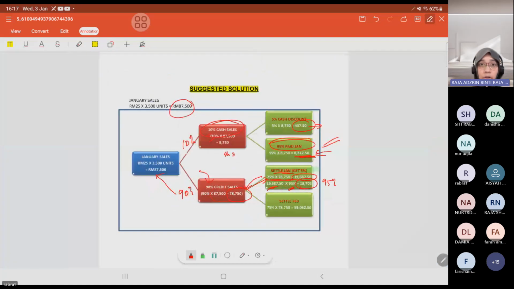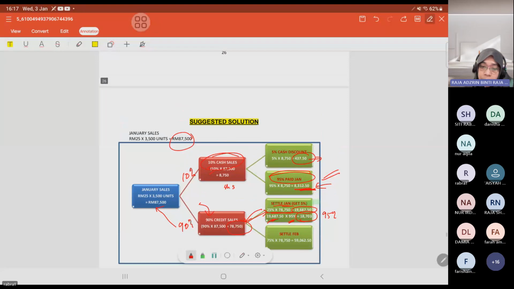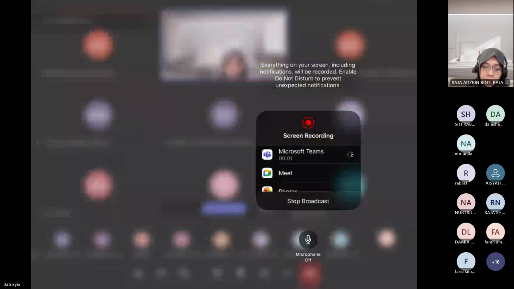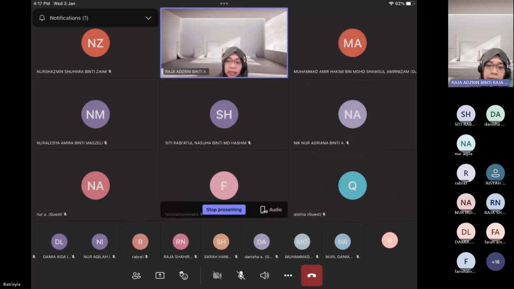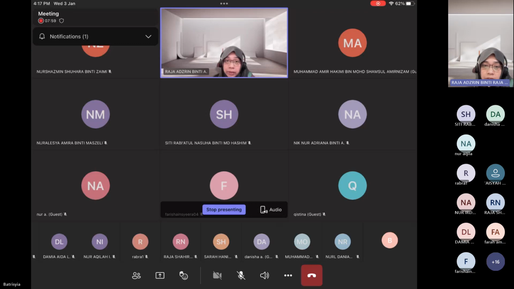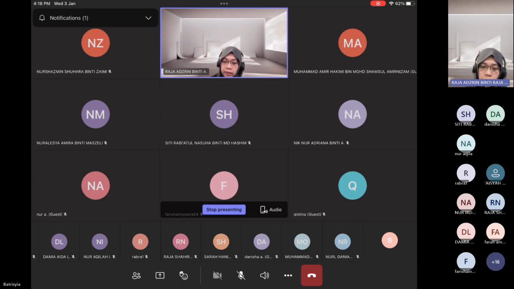You just follow je the question. Excuse me. You just follow je whatever the question tu letak kat situ. So 25% of the credit sale will be settled at the end of the month of sale. Means kalau month of sale tu adalah January, so you will get in January as well.